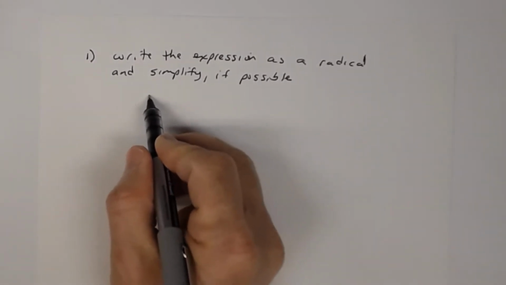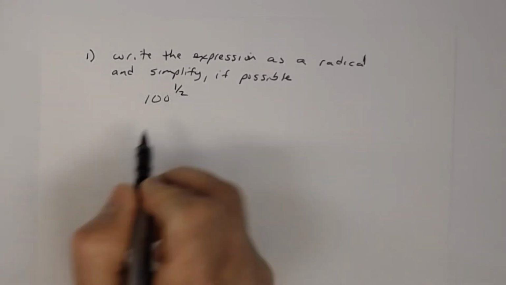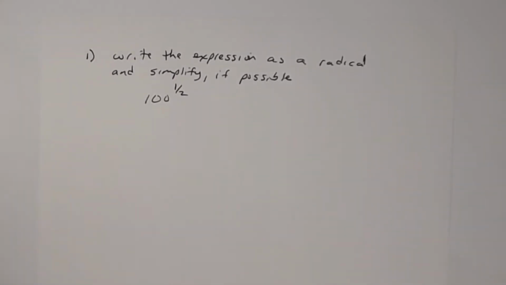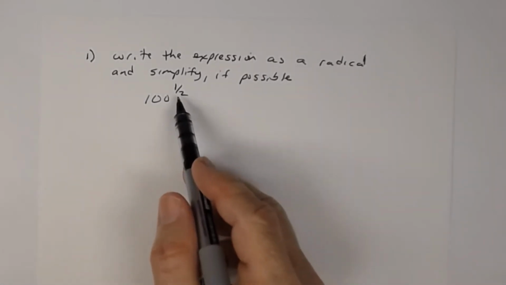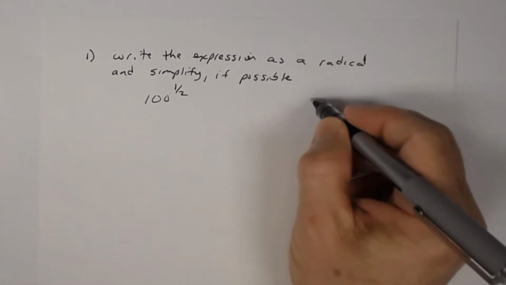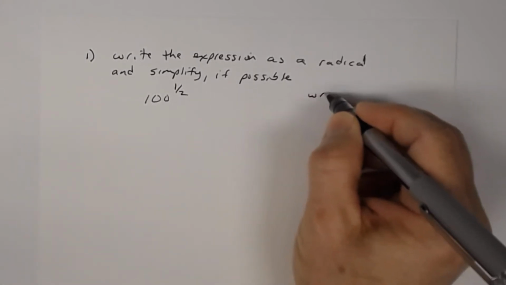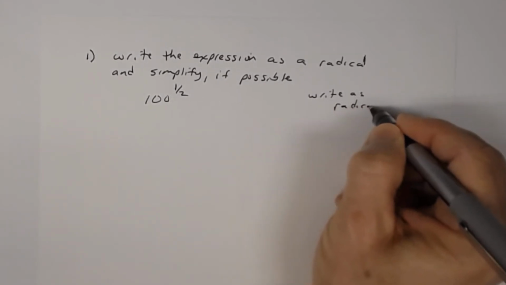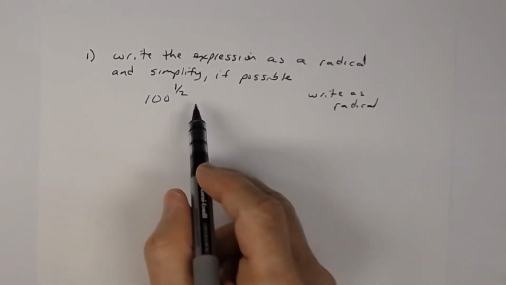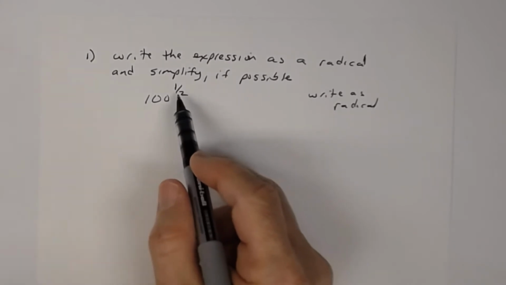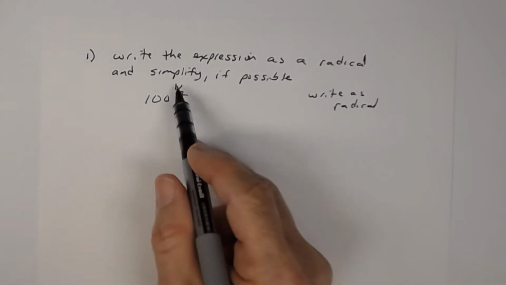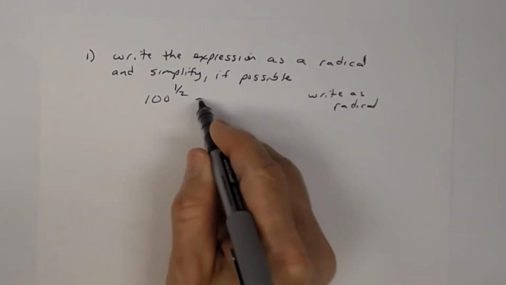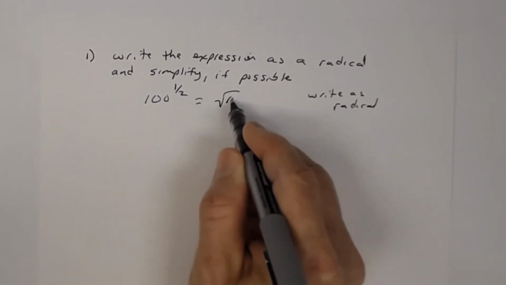This is going to be 100 to the 1/2. All right, so based on our rule, where I have this rational exponent, you can always rewrite as a radical. So write as a radical, that's what the direction says. Remember, the denominator is your index. Now notice this is 1 divided by 2, so just keep in mind that's the 1 up here in the numerator. So that's going to be the square root of 100.